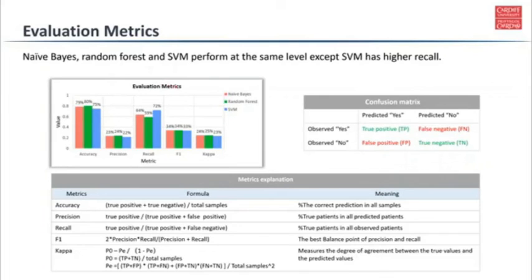We observed that naive Bayes, random forest, and SVM perform at the same level in all of the 5 metrics, except SVM has higher recall. That is, the SVM can predict a higher proportion of heart disease patients among all existing patient samples. Overall, based on the comprehensive performance, the 3 algorithms have the same level of performance in our case.